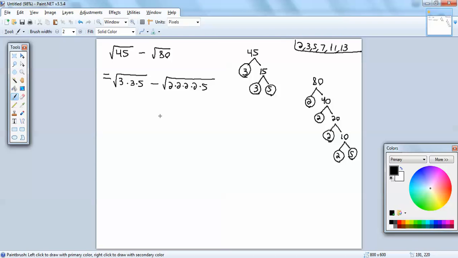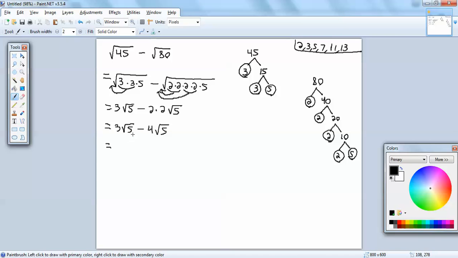Now these are square roots, so we're looking for a pair of somethings. Here's a pair of 3's, so they're going to come out in front as a single 3. And we're left with a 5 inside. Now over here we got a pair of 2's. They're going to come out as a single 2. And here we got a pair of 2's. They're going to come out as a single 2. So we're going to have 2 times 2, and then we're left with a 5 inside. So we got 3 square root of 5 minus 2 times 2, which is 4 square root of 5.